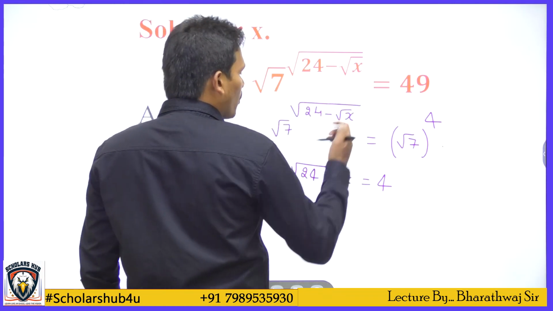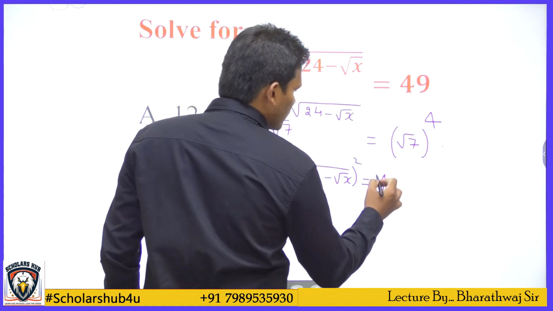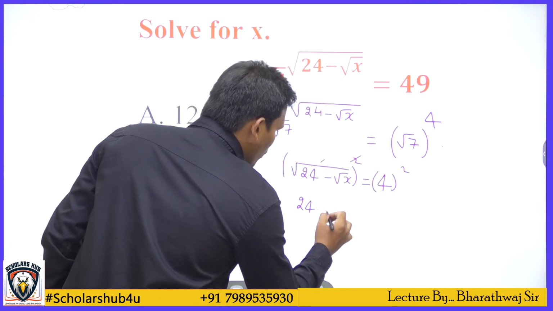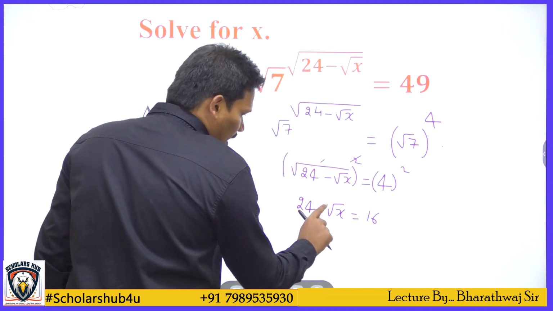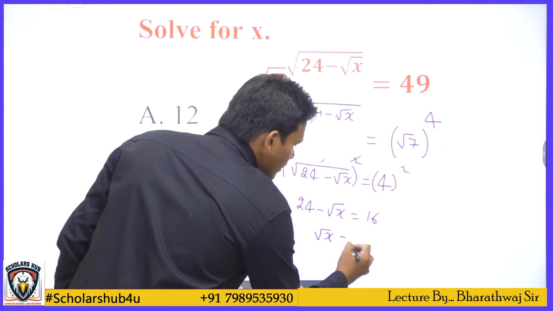Apply square on both sides. If you apply square on both sides, the square and square root get cancelled. So you will be left with 24 minus root x is equal to 16. Shift 16 to the LHS and shift root x to the RHS. So you will get root x is equal to 8.